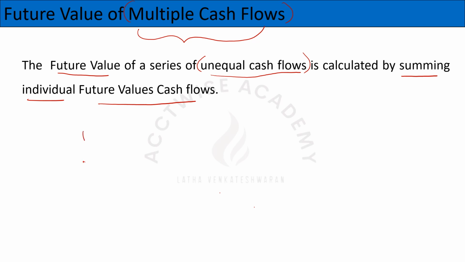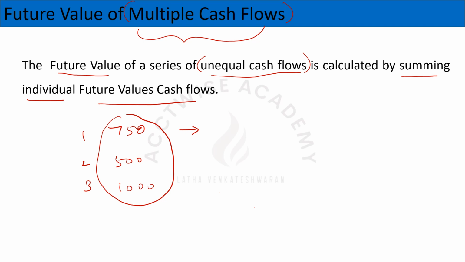For years 1, 2 and 3, you have uneven cash flows, that is multiple cash flows. For example, 750 for year 1, 500 for year 2 and 1000 rupees for year 3. We cannot group all these together and find out future value as we did in single cash flow. Here it is a little bit different. Since it is 750 for the first year, we have to find out for 3 years.